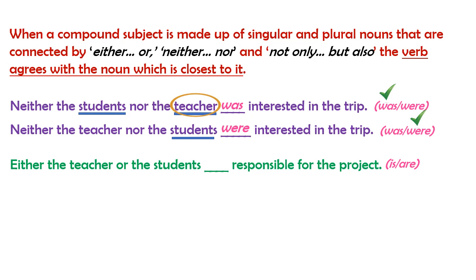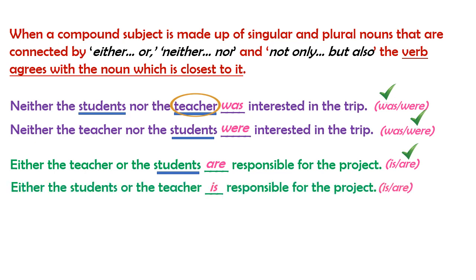Either the teacher or the students dash responsible for the sub-project. Look at the subject closest to the verb. It is students. The verb should agree with this subject. Since it is plural, we use the plural verb are. Either the teacher or the students are responsible for the project.